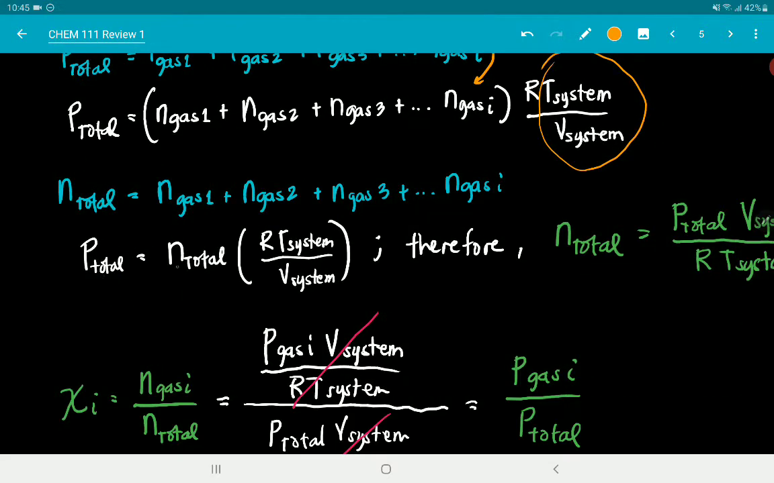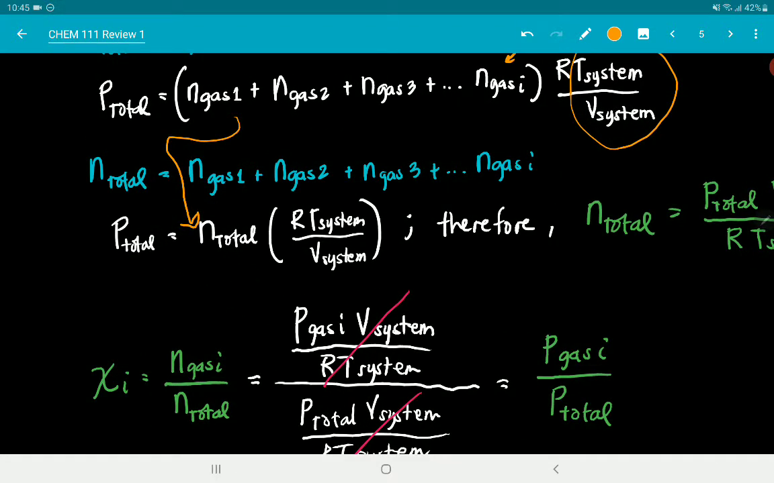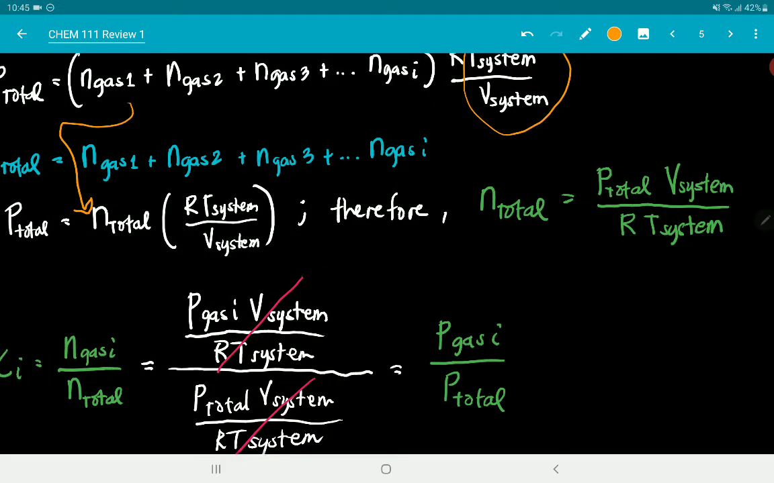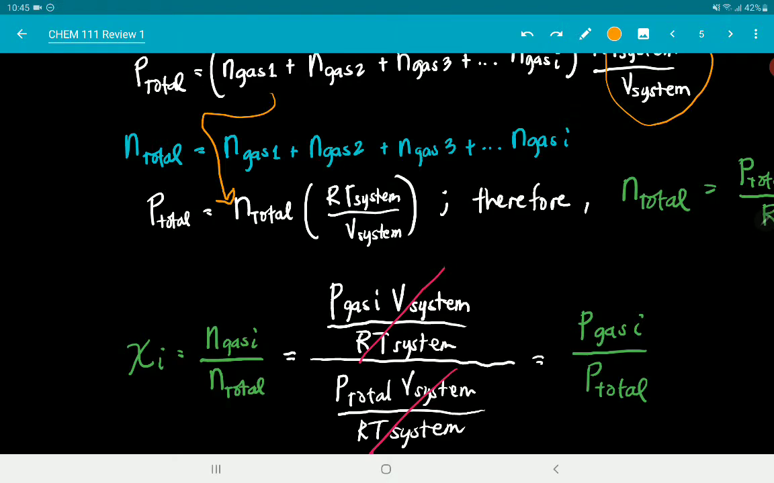And the total pressure is equal to the n total, sum of the gas. So, therefore, n total is equal to P total V system over RT system. So, dito naman, P total and n total, ganyan din yung nakalagay dito. Okay? So, if you want to get the total number of moles, you just have to use this equation, using the total pressure of the system. Kung gusto mo naman makuha yung total pressure, you just add the number of moles of the system and use this equation. So, you can derive the equation from the other.